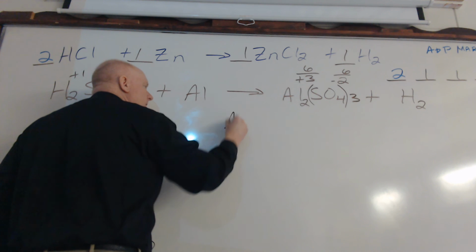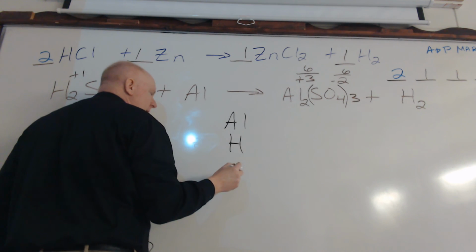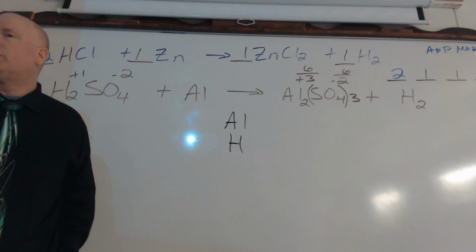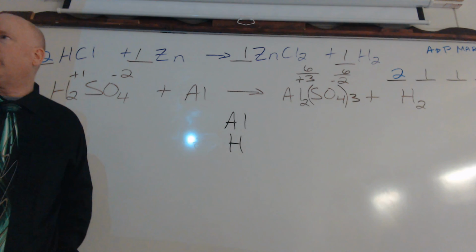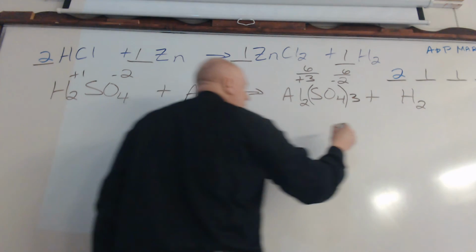Aluminum. Hydrogen. Sulfate. Okay, now you can do sulfur and oxygen, or you can do sulfate. It's much easier if you leave it as sulfate, but you can split it up into sulfur and oxygen. Which do you prefer? Okay, we'll do it both ways.